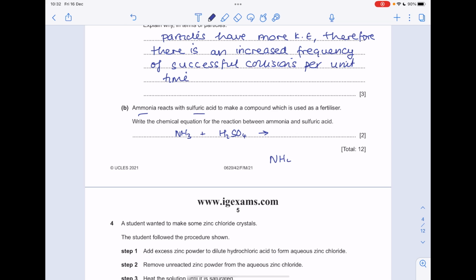The charge on the ions is this, which means you need 2 ammonium ions. Pop it in brackets. And then we need to balance it. Just check. 2 nitrogens here, 2 here. 6 hydrogens, 8 hydrogens on the left-hand side, 8 hydrogens on the right-hand side, 1 sulfur and 4 oxygens. We're all good.